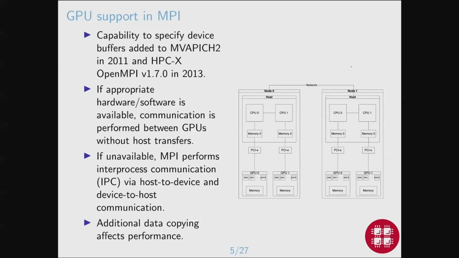We'll copy the data from the GPU onto the CPU, and then the CPU will communicate to the other CPU, and then back. So that adds more data copying. It will slow down performance. So if possible, we want to try to modify our codes to do the direct GPU communication with MVAPICH2-GDR.